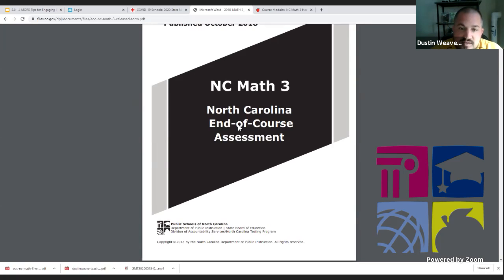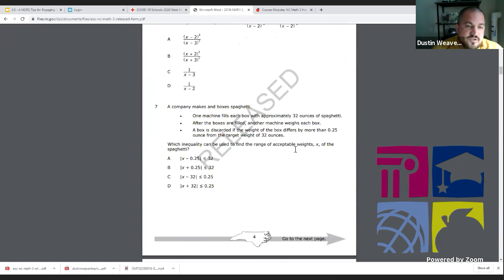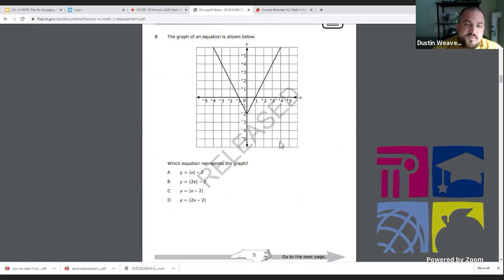That would be the one that you would use for your GPA. Yep. All right, so we've gone through question 7. Let's move to question number 8 to start off today. Question number 8 says the graph of an equation is shown below, and it asks which equation represents the graph.